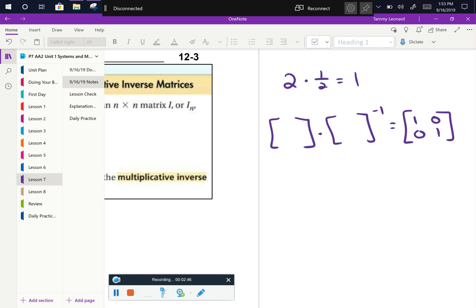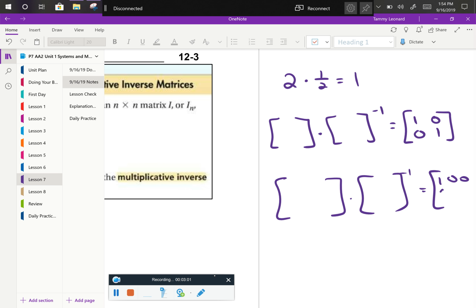Question, Rachel? So when it would be a 3 by 3 matrix, it would be just like the entire diagonal, not just the corners. Correct. So if I had a 3 by 3 matrix times the inverse of that 3 by 3 matrix, I would get this.